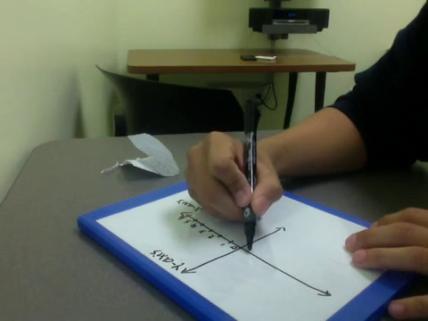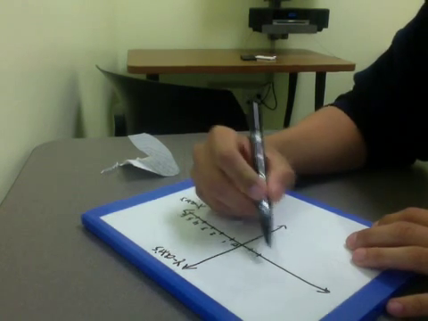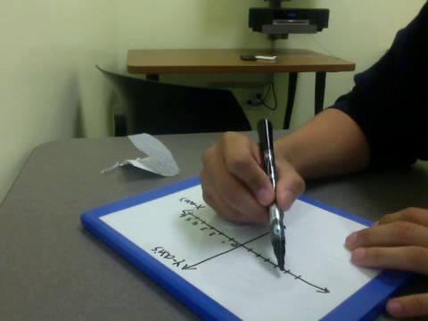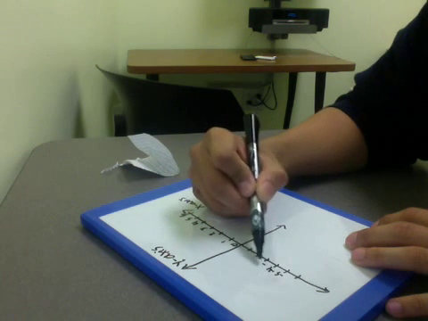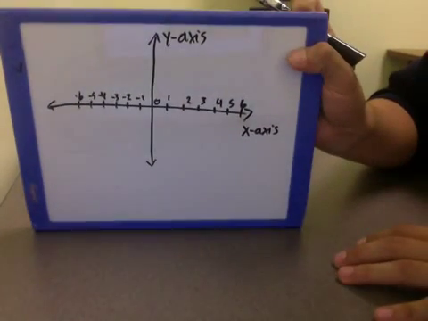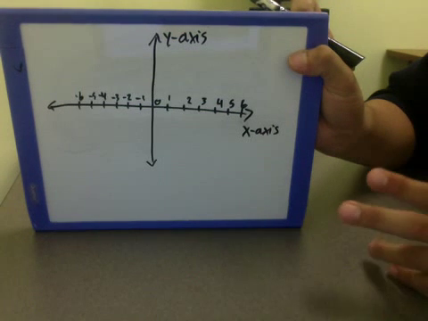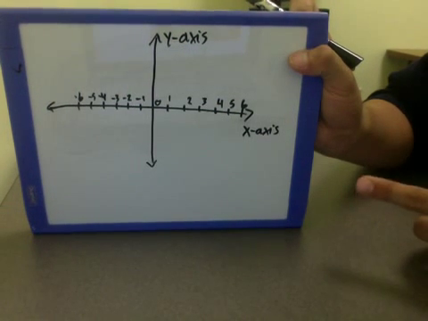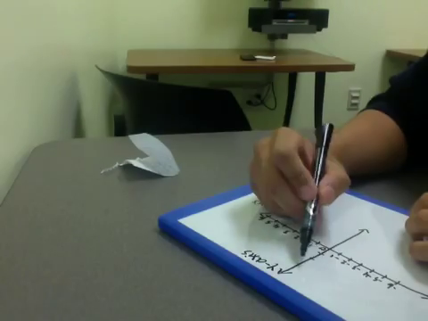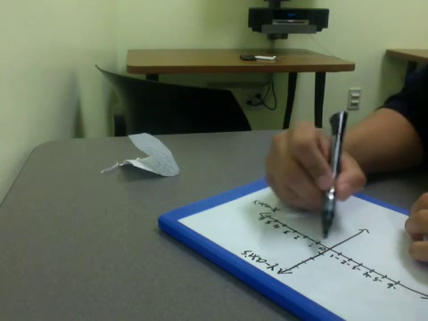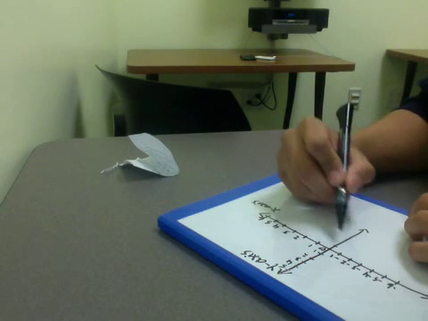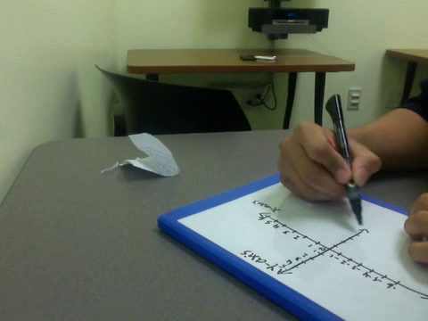The values also go in the negative direction. -1, -2, -3, -4, -5, -6. So that. And those are the values along the x-axis. Along the y-axis you have also 0, 1, 2, 3, 4, 5. And -1, -2, -3, -4, -5.